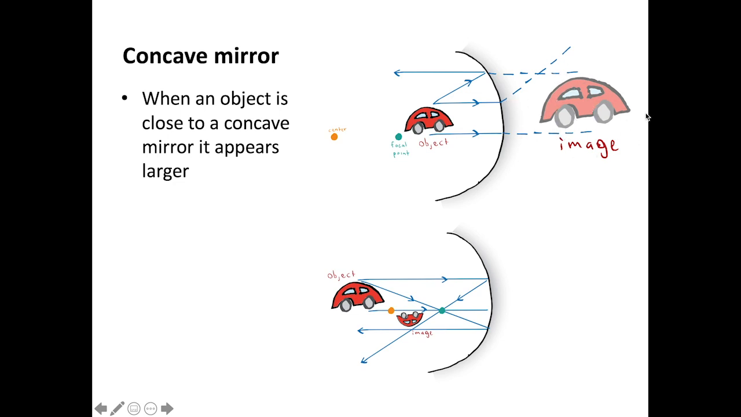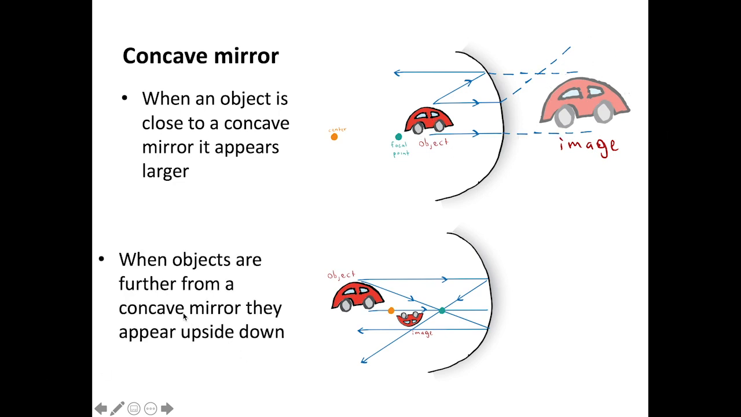This is that virtual image. This is what I see. So I look into a concave mirror, I see a larger image if I'm close to the mirror. If I'm further away from the mirror, so if I take a few steps back, what's going to happen is that image that I see in the mirror is actually going to turn upside down and be smaller.